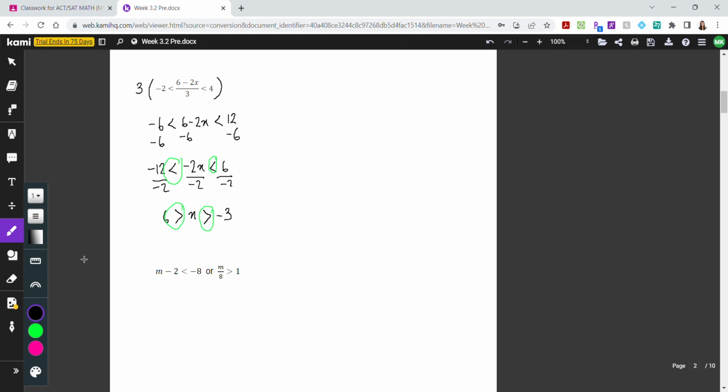All right. And so another way that's still correct to write this inequality is negative 3 is less than x is less than 6. Normally we write inequalities from smallest to biggest numbers, just a lot easier to see that way. And so this will be our solution.